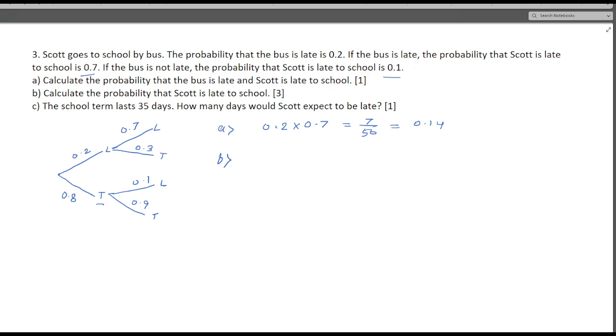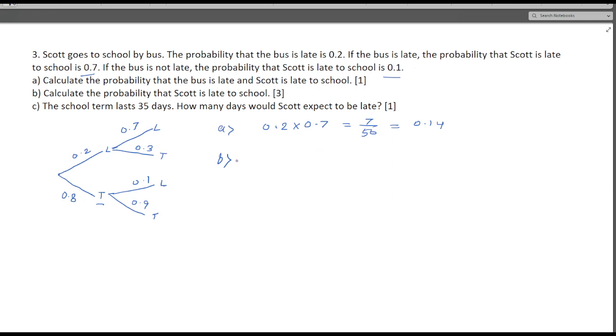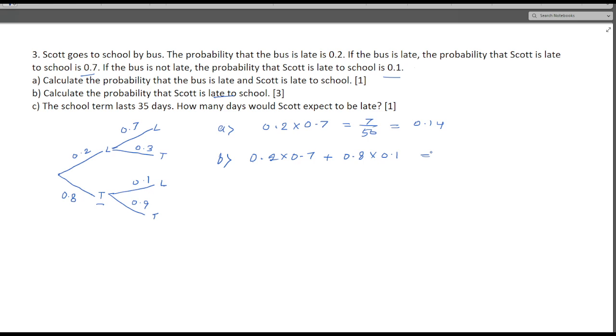So here one by one we will see. First, the bus is late. Calculate the probability that Scott is late to the school. Bus is late is 0.2 and Scott is also late is 0.7, or the bus is not late and Scott is late, it is 0.1. So this will give me 0.2 times 0.7, which is 0.14, plus 0.8 times 0.1, which is 0.08. Final answer is 0.22.